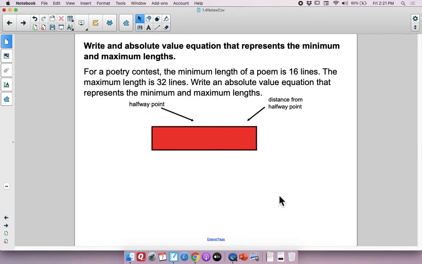All right. So try this one. Pause the video, try it, and then come back. For a poetry contest, the minimum length of a poem is 16 lines, and the max length is 32 lines. Write an absolute value equation that represents the minimum and maximum lengths.